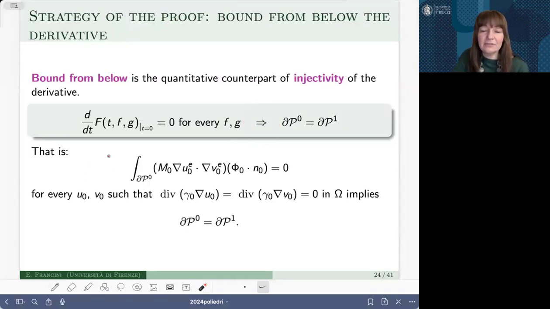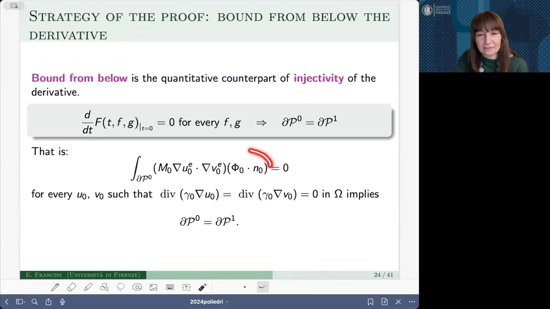This is the derivative that we have found. So what we want to show is that if this integral is 0 for every couple of solutions u0 and v0 of the conductivity equation corresponding to the coefficient that jumps at the boundary of P0, then the boundaries of P0 and P1 are going to be equal. How does the boundary of P1 come into this integral?